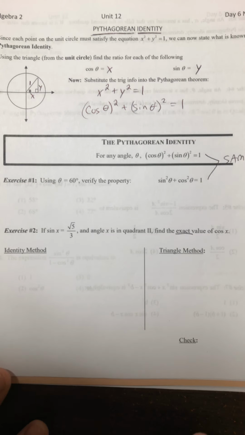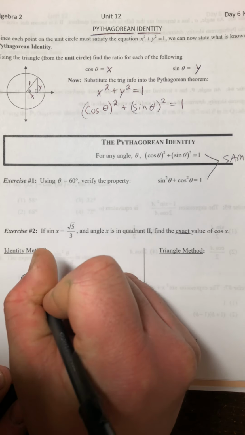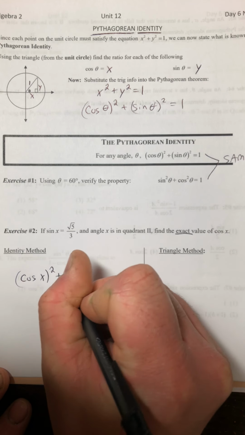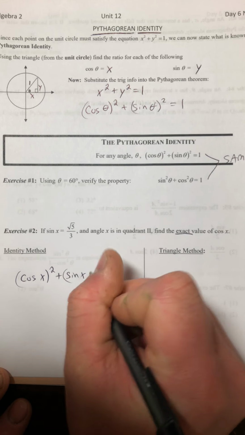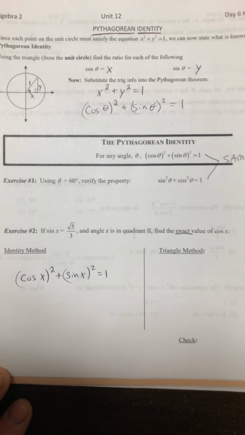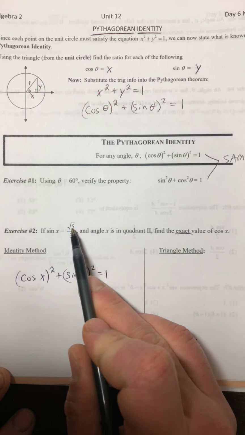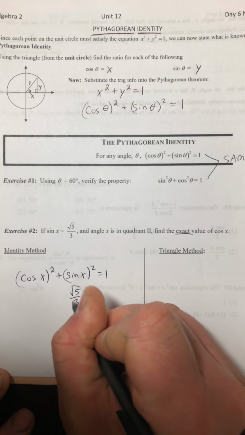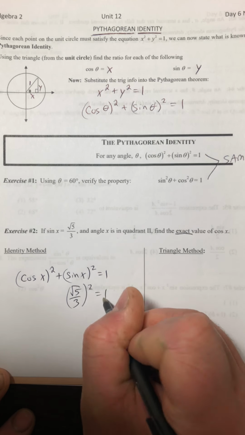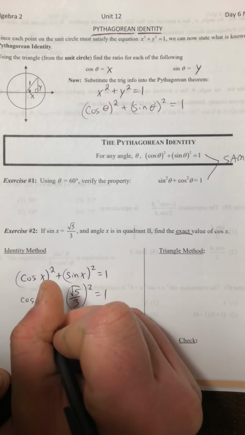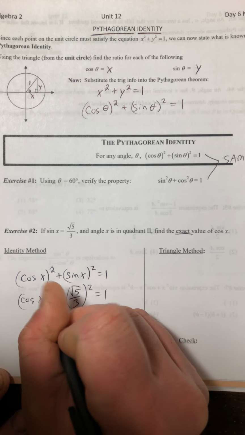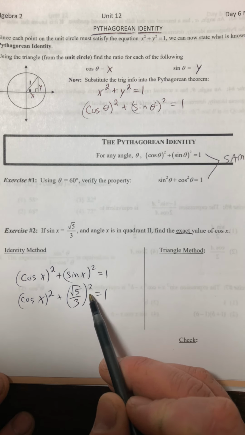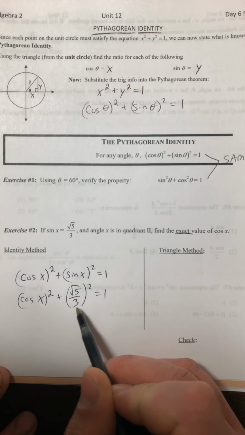Alright, so pretty much just use the identity cosine of x squared plus the sine of x all squared equals 1. Plug in what they gave you. They gave you the sine of x is radical 5 over 3. So plug that in. We can solve for the cosine of x. Alright, a little bit of work. Radical 5 over 3 squared is 5 over 9.